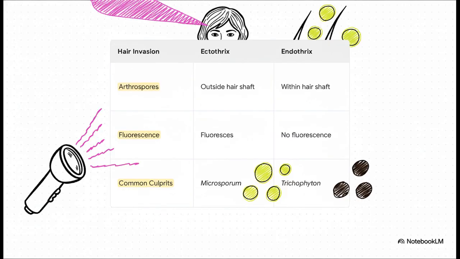For scalp infections, we can dig even deeper. We ask, how is the fungus invading the hair? An ectotrix infection means the fungal spores are chilling on the outside of the hair shaft. An endotrix infection means they've gotten inside. And we've got a simple tool to help us out, the Woods lamp, which is just ultraviolet light. Ectotrix infections often fluoresce, literally lighting up the culprits right there on the scene.